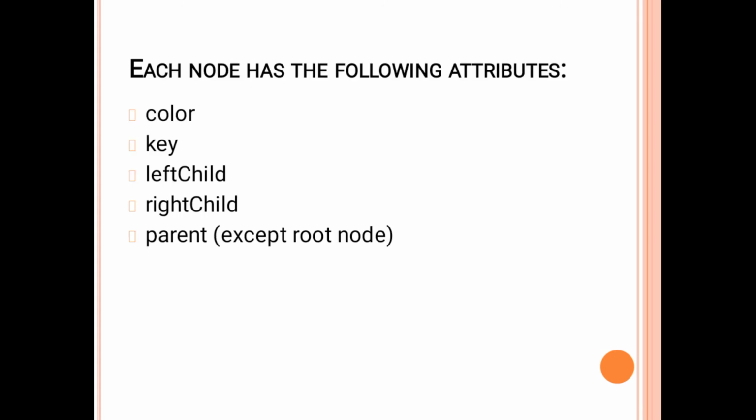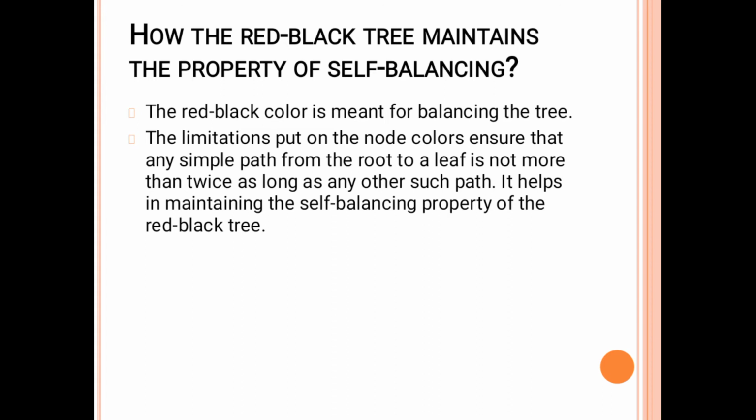Next, a red black tree has some nodes. In each node we have to maintain some attributes. The first one is the color, which we have to maintain as red or black. Key means the value of the node. Then the left child and right child links and its parent. Every node in the red black tree maintains these.